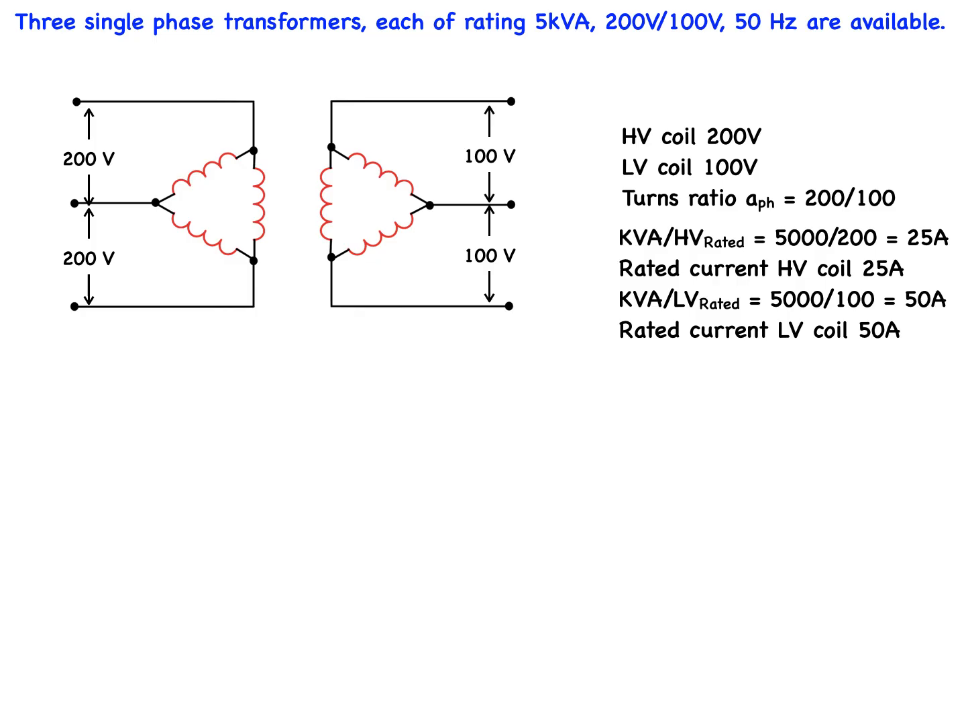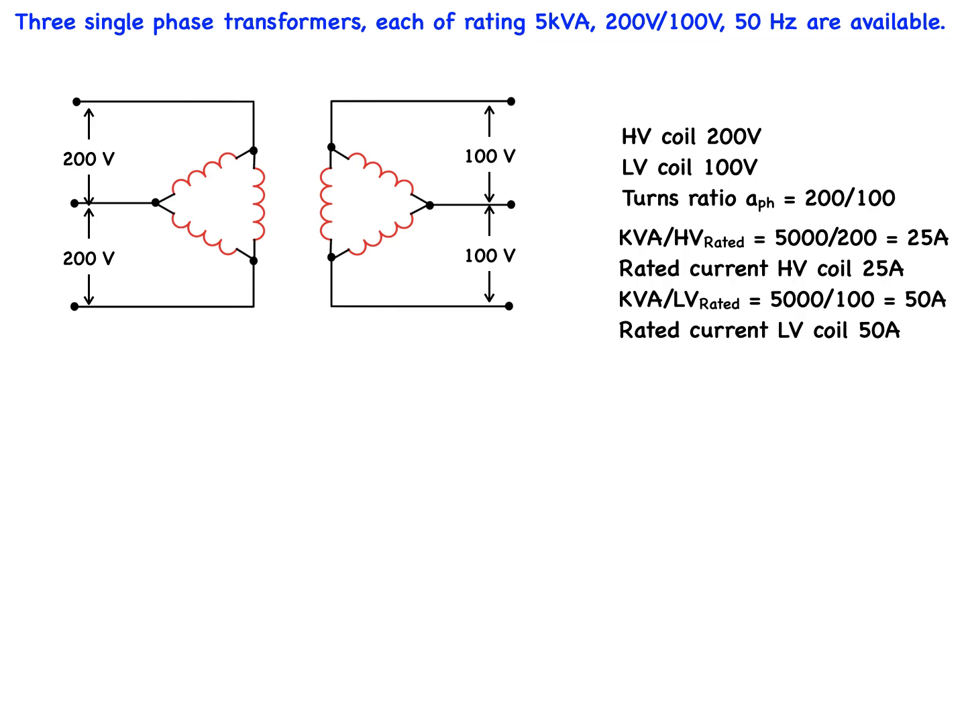The line-to-line voltage to be applied to the high voltage side is easy because the windings on the primary side are connected delta to delta, which means the line-to-line voltage is the same as the rated winding voltage, 200 volts. And the line-to-line voltage to be applied to the low voltage side for the same reason is 100 volts.